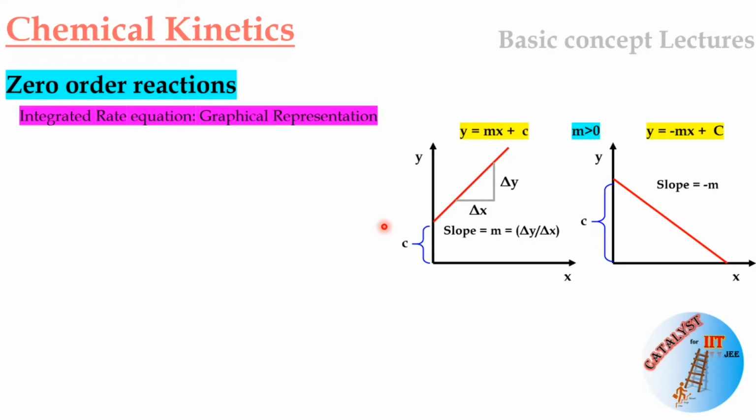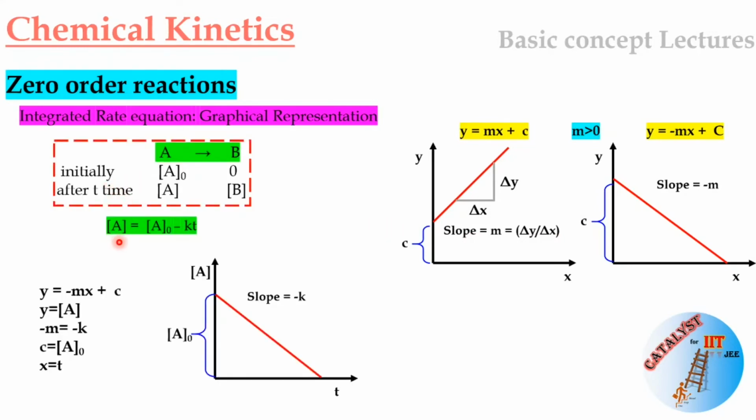All right. Now here, as we have already seen, the integrated rate equation for a zero order reaction is A equal to A naught minus kt. So if you plot A versus t, you can compare this equation with y equal to minus mx plus c. You put the concentration of A in terms of y, minus k in terms of minus m, A naught in terms of the y-intercept c, and x is here the time axis.